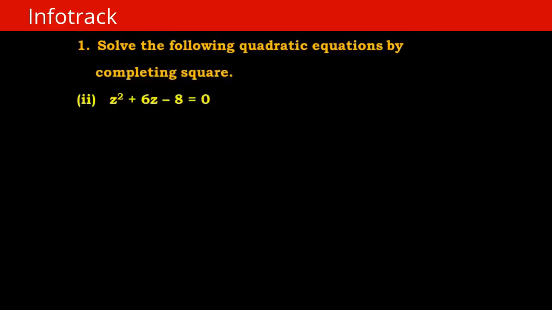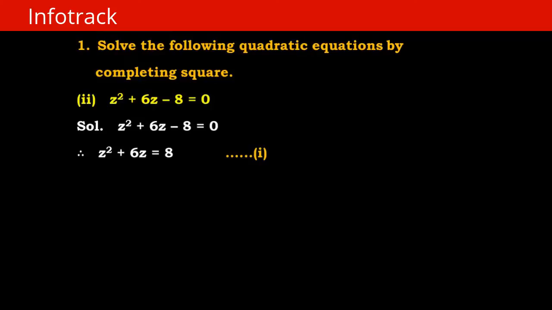Solve the following quadratic equation by completing square. Z square plus 6z minus 8 is equals to 0. Now this is the given quadratic equation. Now first you have to check coefficient of square term should be 1. So in this equation z square coefficient is 1. So you have to bring constant term at RHS. So you will get z square plus 6z is equals to 8.